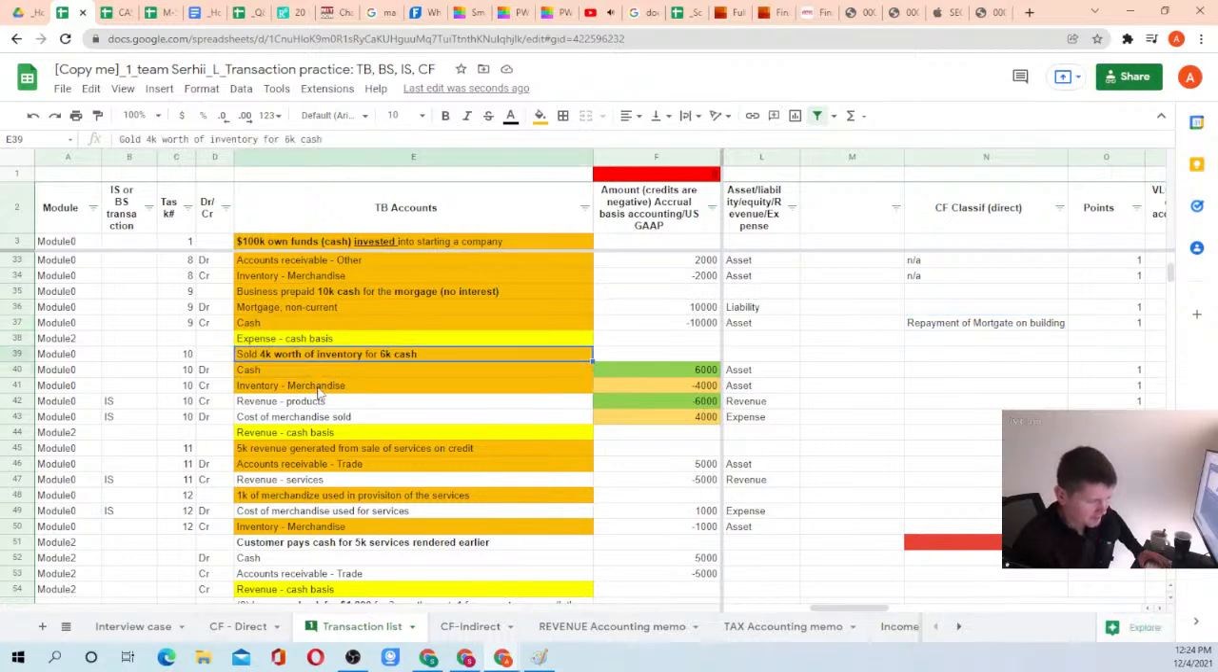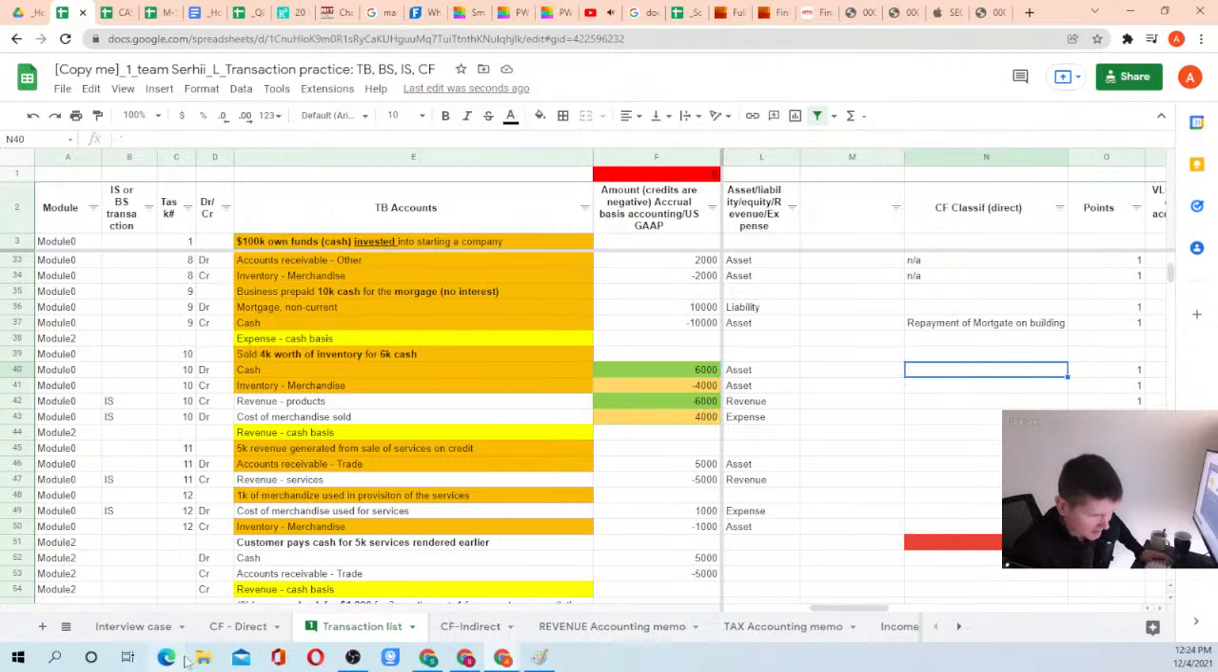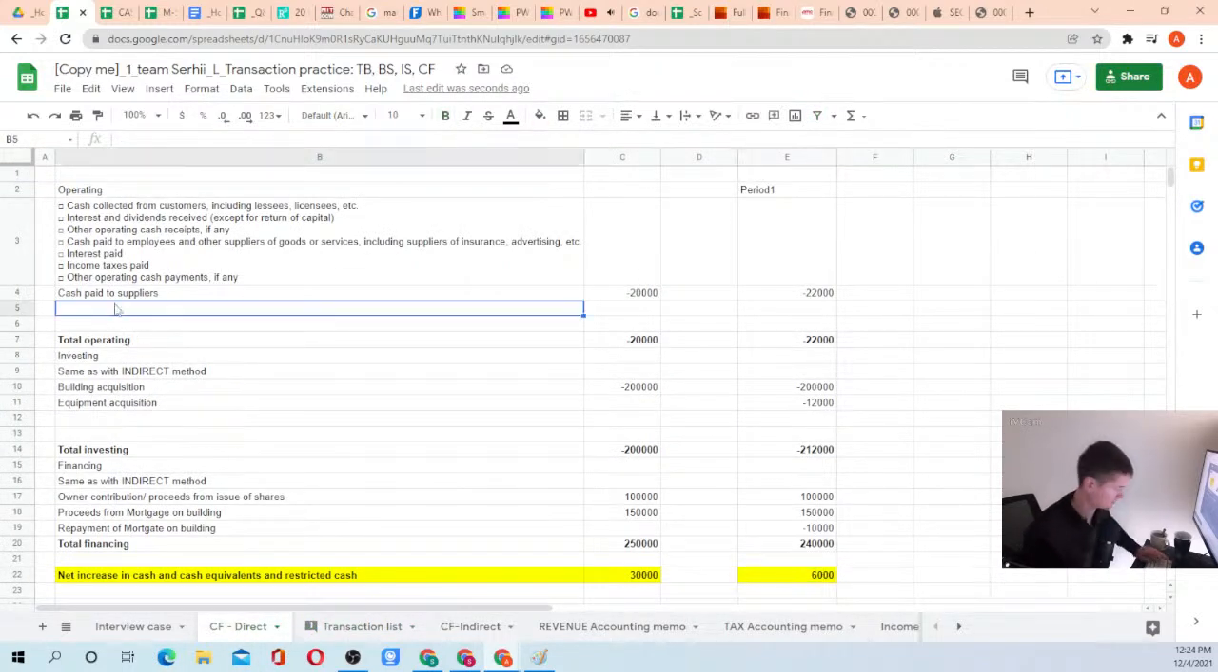Okay, we've sold 4,000 worth of inventory for 6,000 cash. And that's basically cash we got from customers. Cash collected from customers.